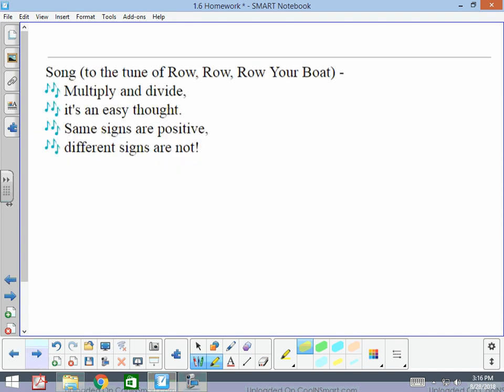And guess what? There's a song that goes with that. Multiply and divide, it's an easy thought. Same signs are positive, different signs are not. Ha, got it. Row, row, row your boat. Took me a minute.